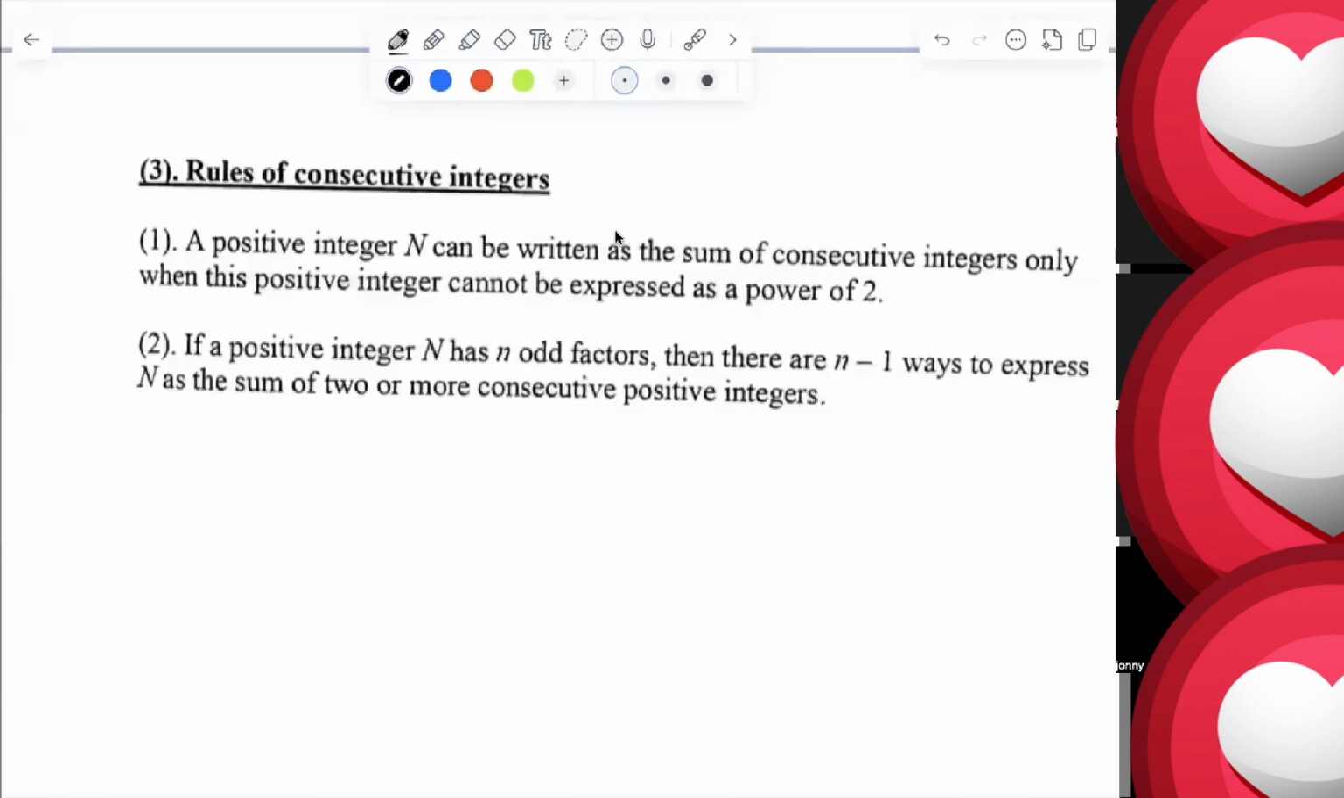The sum of consecutive integers is just n times n plus 1 divided by 2. And so this means that it's consecutive integers. Consecutive integers don't have powers of 2, so that's proved.